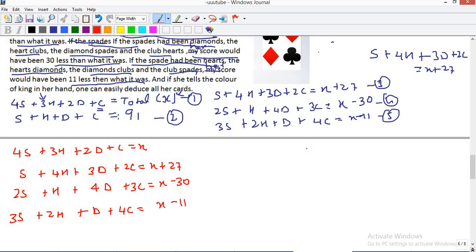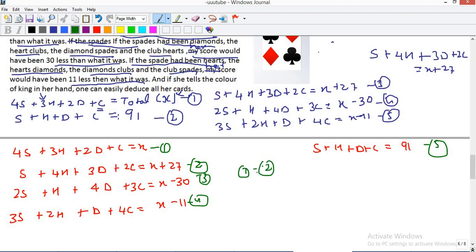And I have one more equation, that is nothing but S plus H plus D plus C is equal to 91. Now let's say this is 1, this is 2, this is 3, and this is the fourth equation, and this is the fifth one. Now take the difference of 1 and 2. What will I get? If I subtract 2 from 1, I'll get 3S minus H plus D plus C, and this is equal to minus 27.